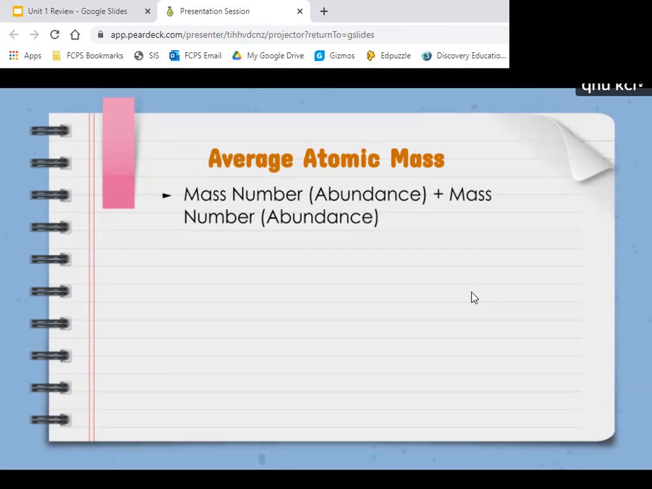So if I say 70%, what is that in decimal form? Anyone? 0.7. Thank you. Appreciate it. So that's how it's done for average atomic mass.